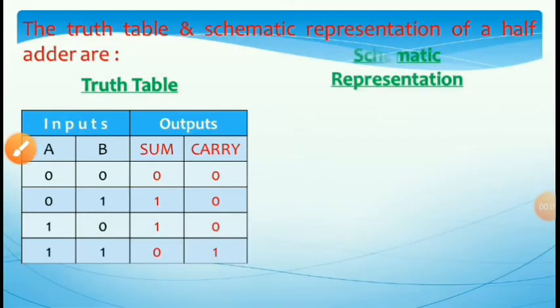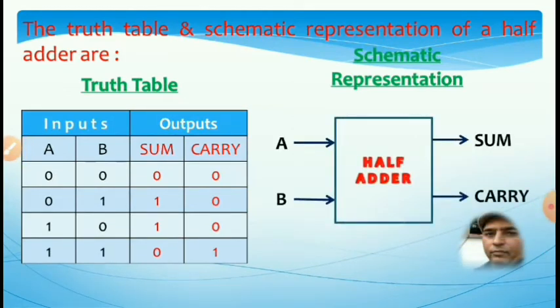Now let us have a look at the schematic representation of half adder. As you can see in the diagram, two inputs A and B are passed and produce the output sum and carry. So in this way, the schematic representation of half adder is represented. A and B are passed through XOR and AND gate and form two outputs. One is sum and one is carry. The sum is formed through XOR gate and carry is formed through AND gate.